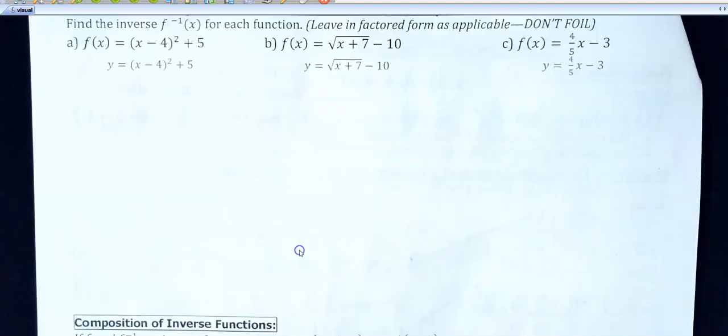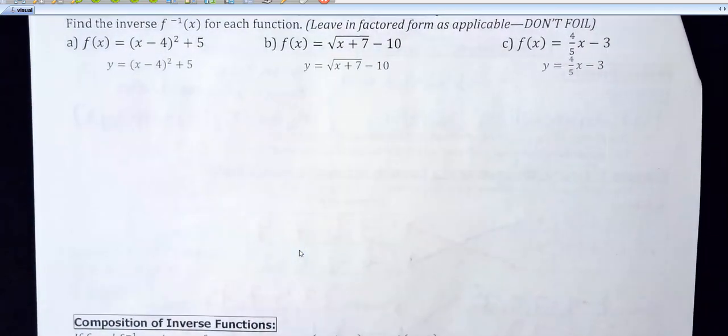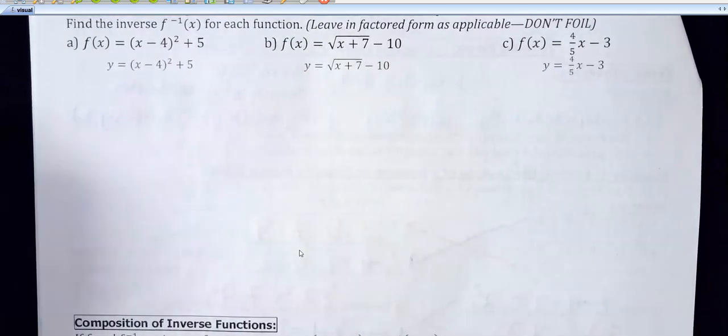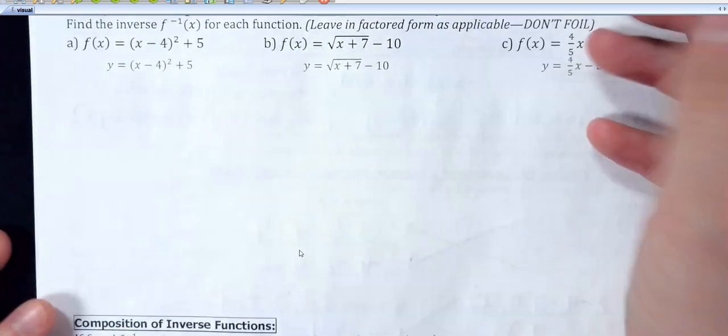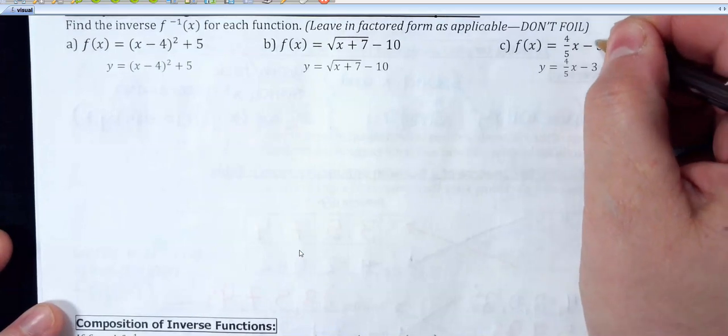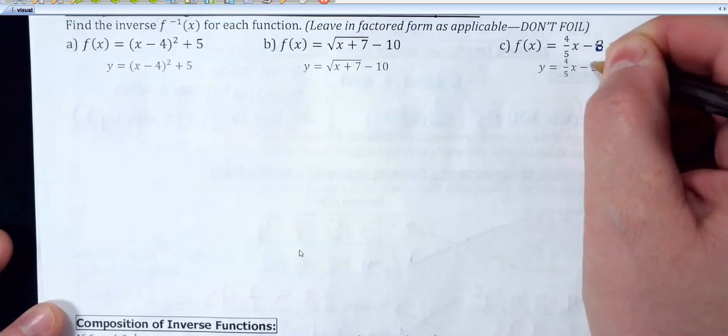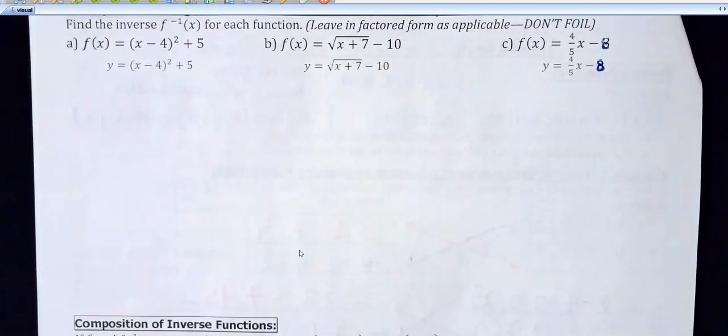Now, do me one favor real quick, just because I don't want to mess around with fractions. Where I have the very last example up here at the top, will you change that -3 to be a -8 just real quick for me? And then we're just going to find the inverse of each of these algebraically. So each one gave you an equation. They were originally written in function notation.